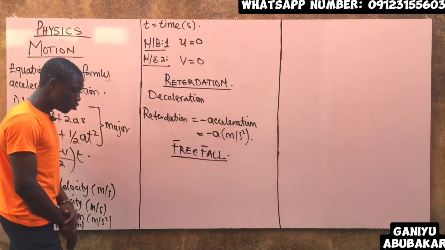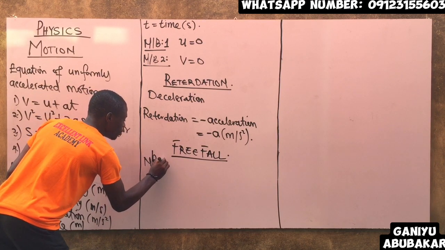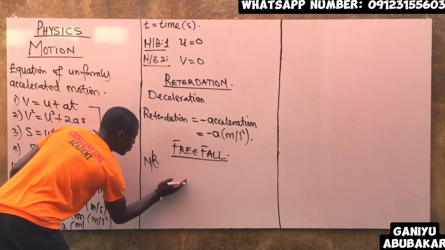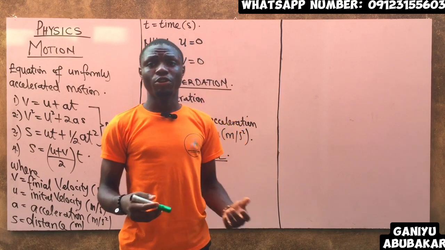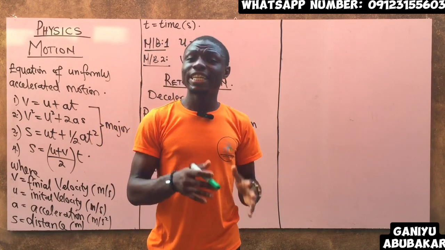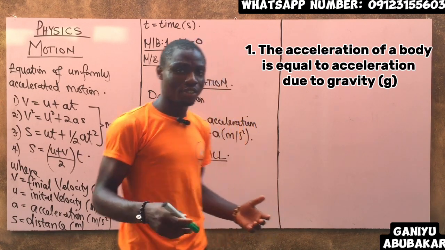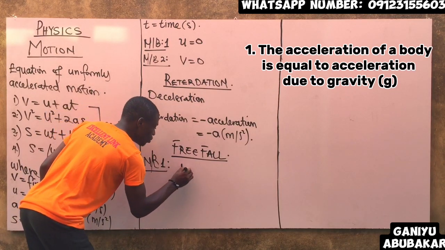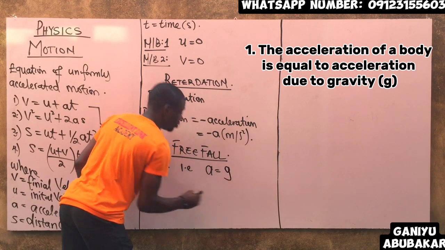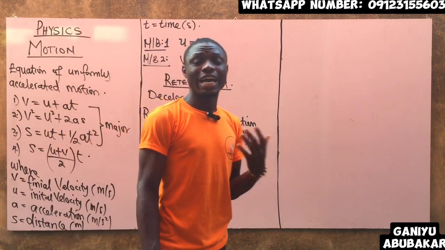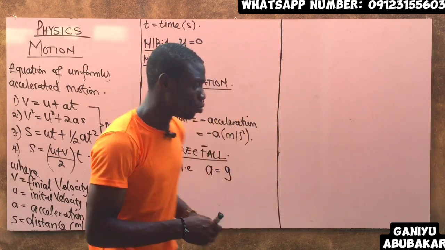So when it comes to free fall, note the following. Note number one: the acceleration of a body is equal to acceleration due to gravity. So the acceleration of a body, that is a, is equal to acceleration due to gravity, that's g. We are saying that in free fall, the acceleration of a body is equal to acceleration due to gravity.